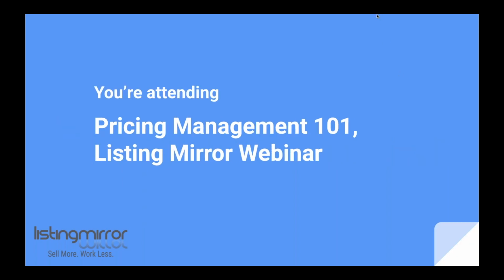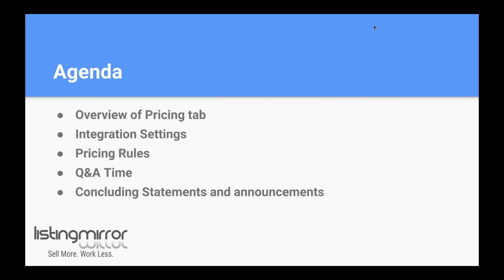So I think here we have to just switch over our slides and we'll go through the agenda. Okay, perfect. All right, so the agenda for today, kind of an overview of what we're going to be talking about. First, we're going to do an overview of the pricing tab just to give you a good idea of what that looks like. I'm sure you've seen the pricing tab in your Listing Mirror account, but we'll be going through everything that you're seeing there. Then we're going to go through integration settings. So there's a lot of different ways you can set up your price management. So we'll be going through all of those different options.